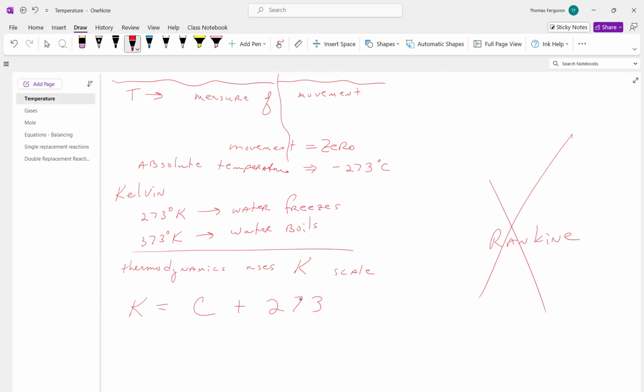All right, that's what I wanted to cover today. So temperature is very straightforward. Temperature is the metric we use as to how much kinetic energy an atom or molecule or particle actually has.